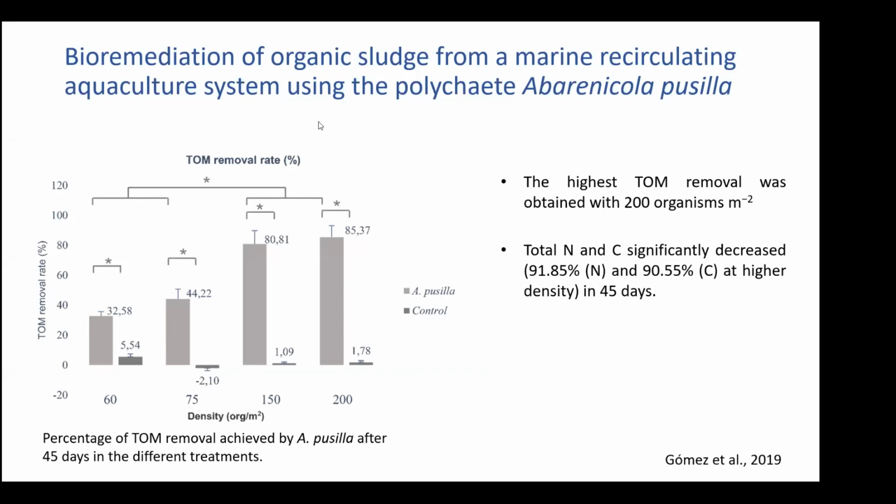They had several groups with different densities, and the authors observed that after 45 days of exposure, this polychaete, Biochemical Markers, was able to remove organic matter, and at the highest density, 200 organisms per square meter, they had the highest rate of organic matter removal. Also, at higher densities, the total nitrogen and carbon significantly decreased after 45 days of exposure.